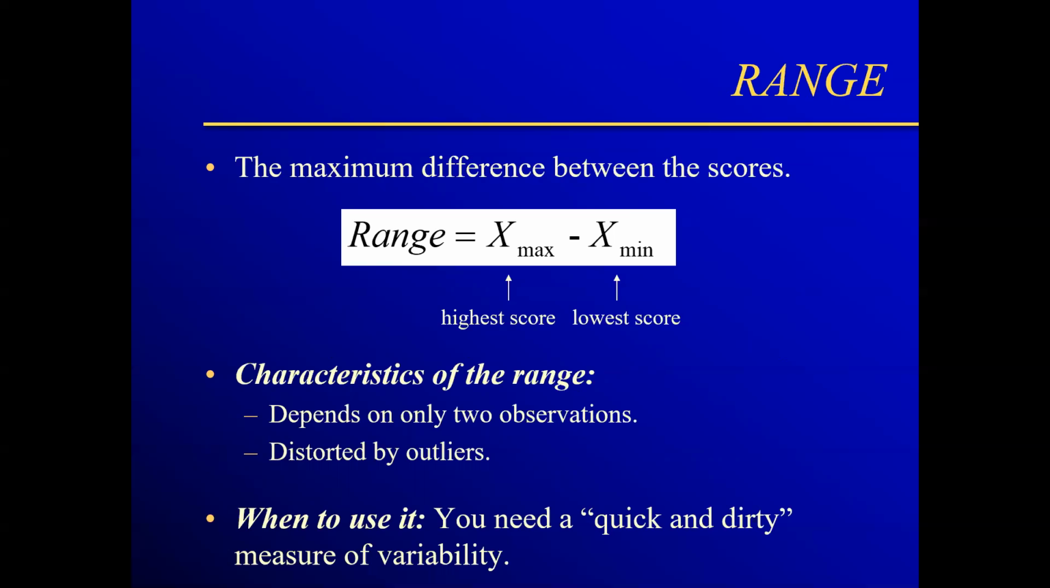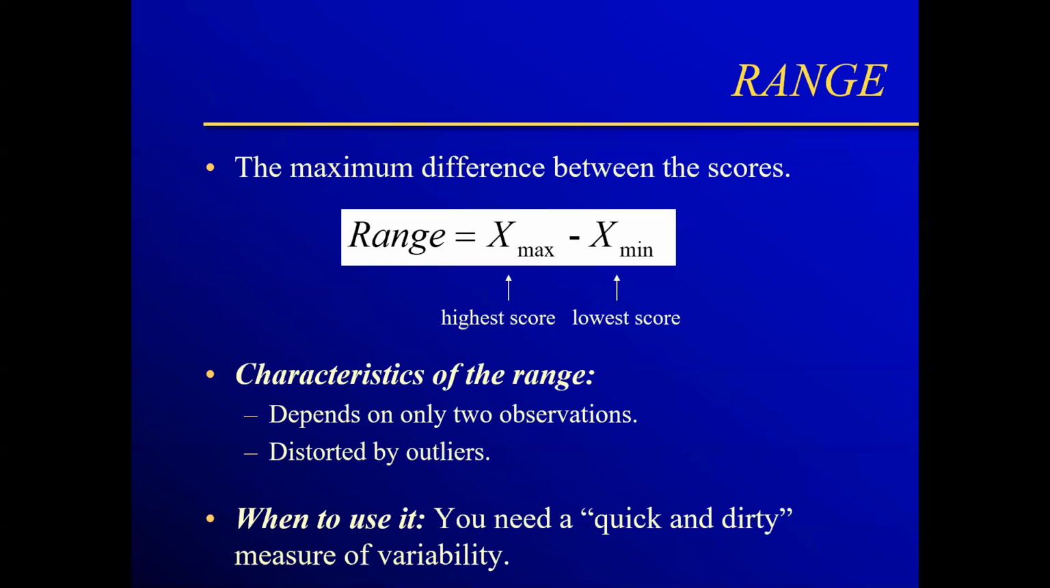The characteristics of the range: it only depends on two observations, the lowest and the highest. So it's really distorted by outliers. Say I'm using a depressive sample, and a majority of my participants fell between 14 and 16 depressive symptoms, but I had one participant say 50 and one participant say 0. I would say, oh, my range is 50. But in reality, only one person scored up that high and everyone else is really, really low. So it can be really distorted by outliers.